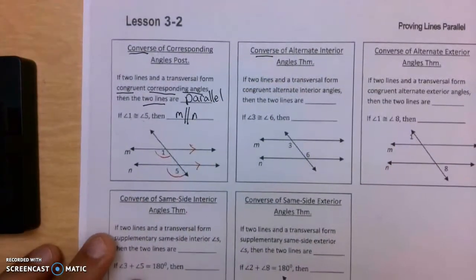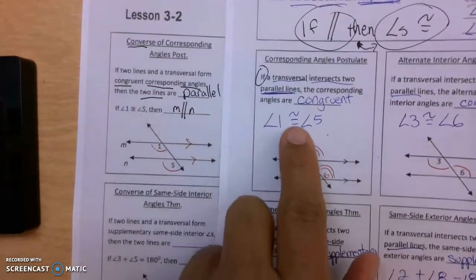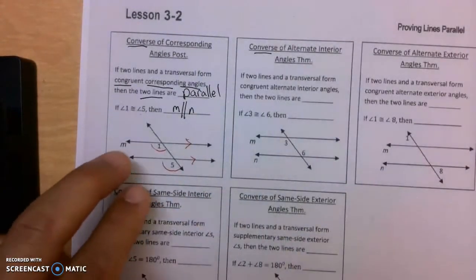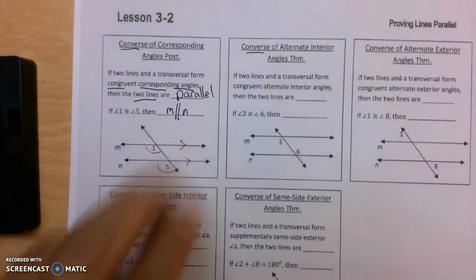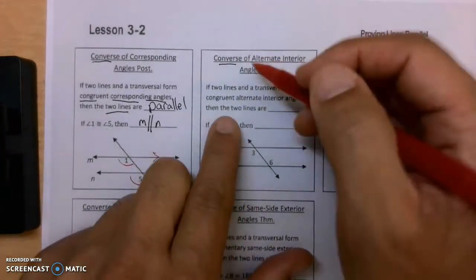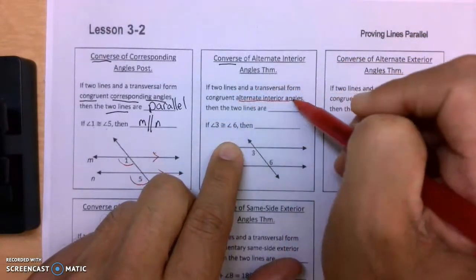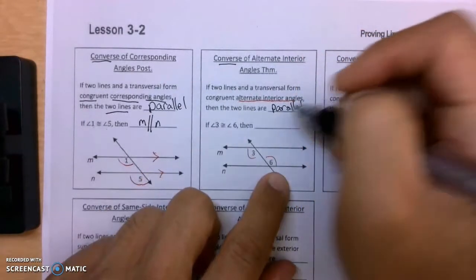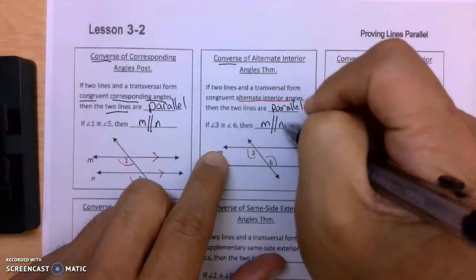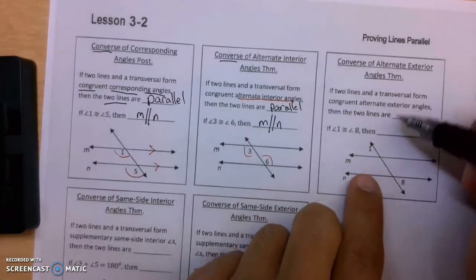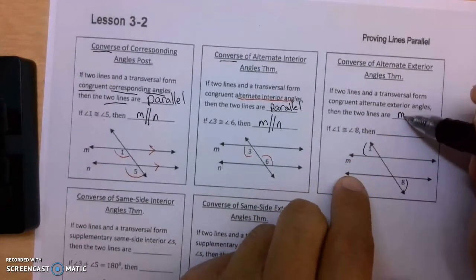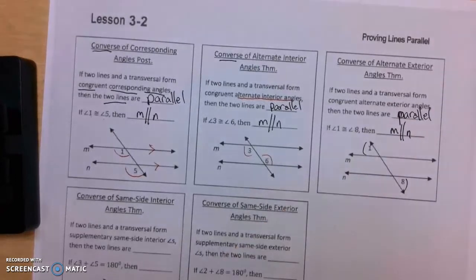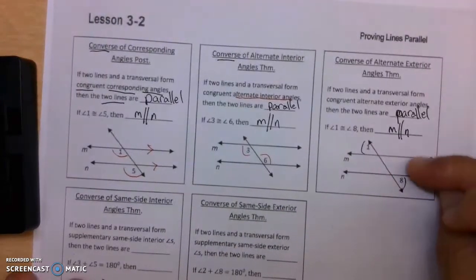Okay, so this is just the opposite of the regular corresponding angles postulate, which basically says, here are parallel lines, those angles are congruent. And this one, we don't know if the lines are parallel, but if the angles are congruent, then the lines are parallel. The same could be said with alternate interior. So we've got two lines, we notice that the alternate interior angles are congruent, therefore the lines are parallel. So if 3 and 6 are equal, then line M is parallel to N. Same with alternate exterior. If we've got alternate exterior angles that are equal, then that forces these two lines to be parallel. M is parallel to N. So again, you start with the angles, you've got information about the angles, that makes the lines parallel.